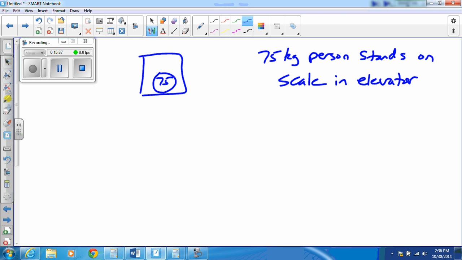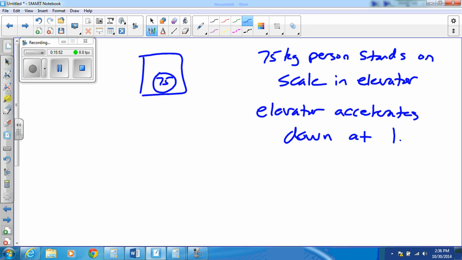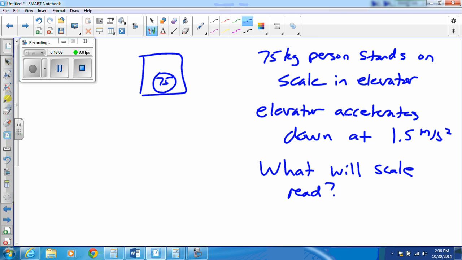Stands on a scale in the elevator. And now the elevator is going to accelerate downwards at, oh, I don't know, how about 1.5 meters per second squared? That's actually a pretty aggressive acceleration for an elevator. And so the question now is, what will the scale read while the elevator is accelerating?